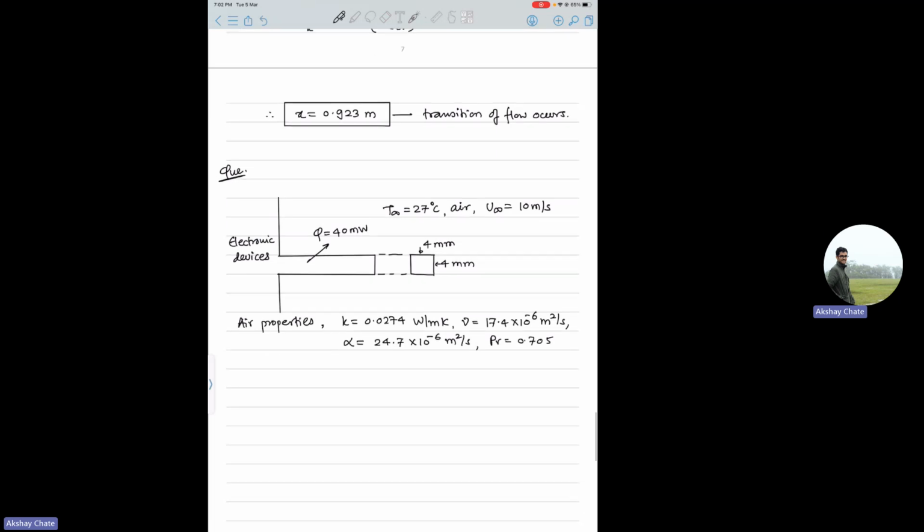And they have also given the Nusselt number correlation. So if they directly give you something like this, you assume that the flow is mostly turbulent. So that's why you can neglect the laminar part. Otherwise, your calculation will become very complicated.